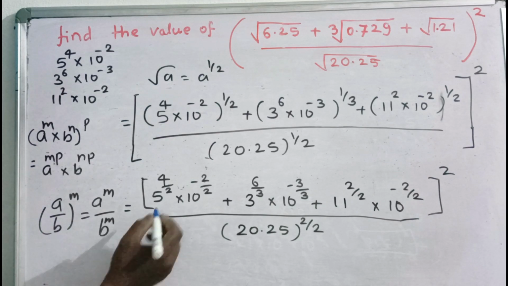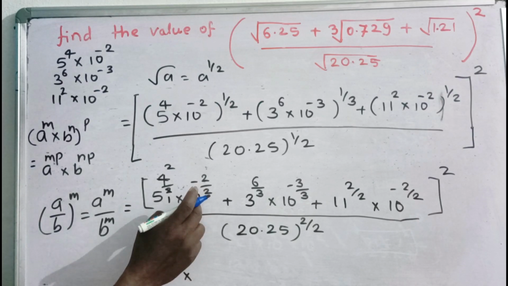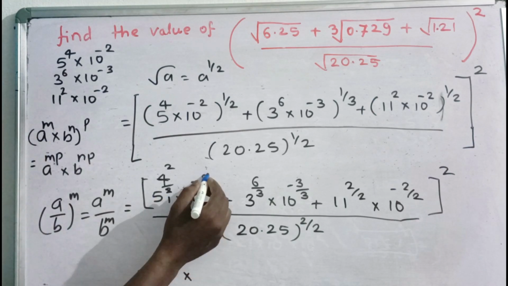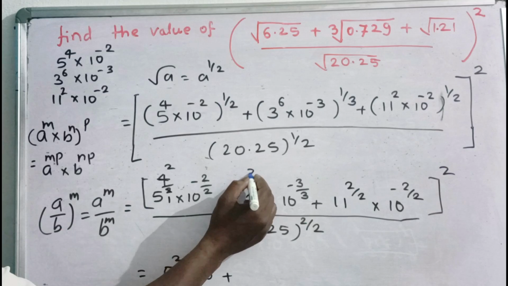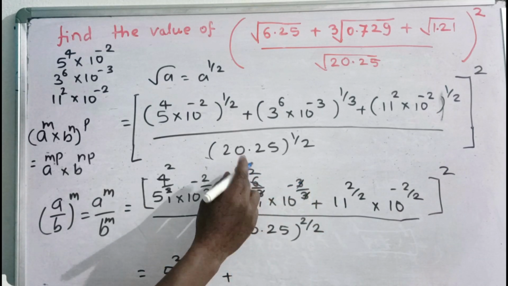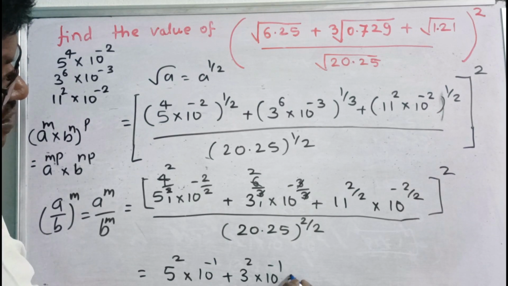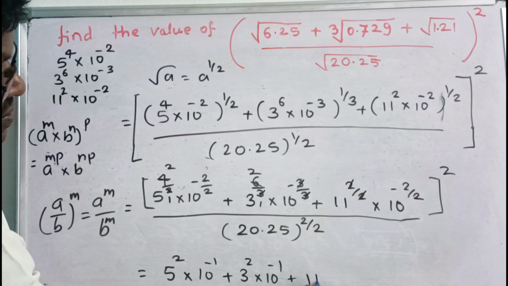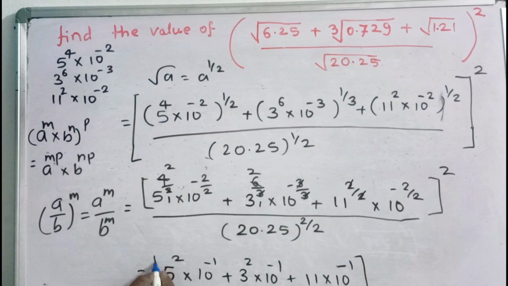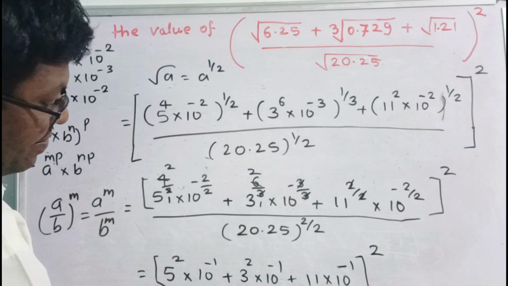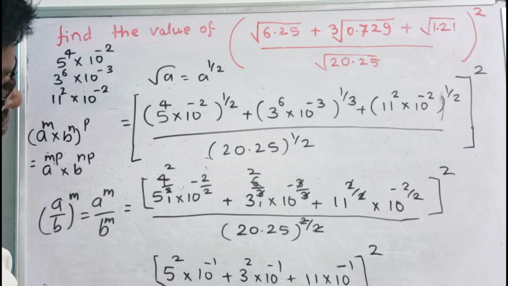Then it becomes 2 1 the 2, 2 to the 4, 5 square into 10 to the power minus 1, plus 3 1 the 3, 3 to the 6, 3 square into 10 to the power minus 1, plus 11 into 10 to the power minus 1, whole square, divided by 2, to get answer 20.25.